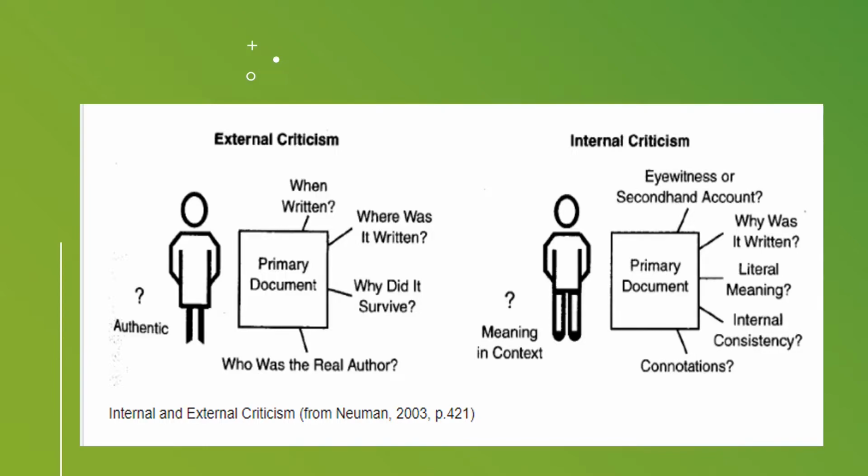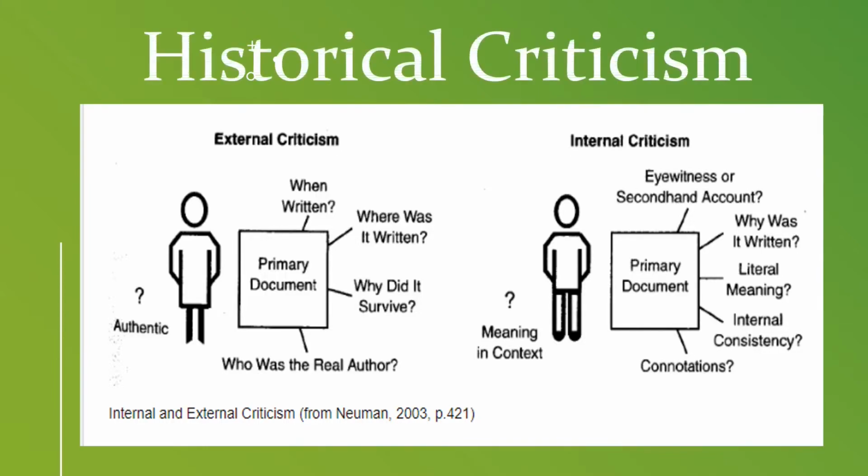Part of evaluating the sources is the conduct of historical criticism. It has two types, external and internal criticism. For external criticism, we ask the following questions. When was the document written? Where was it written? Why did it survive? Who was the real author? In other words, we try to check the authenticity of the document.